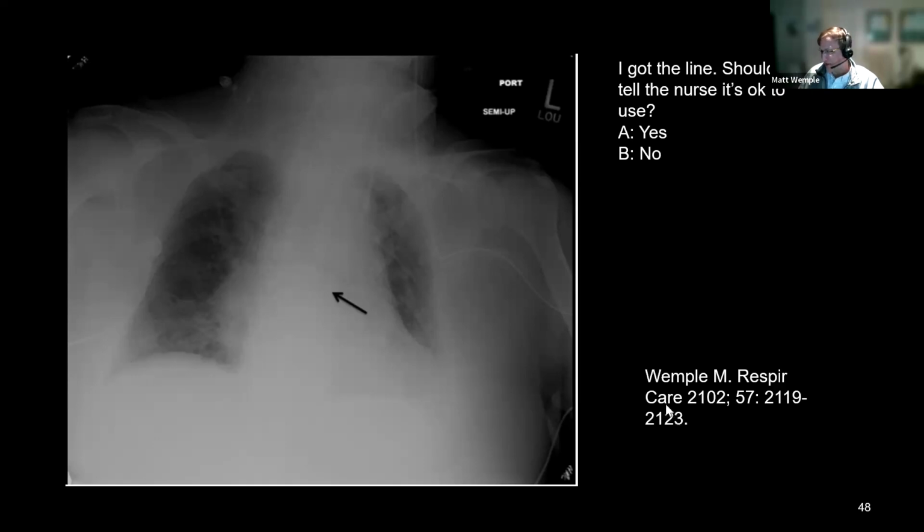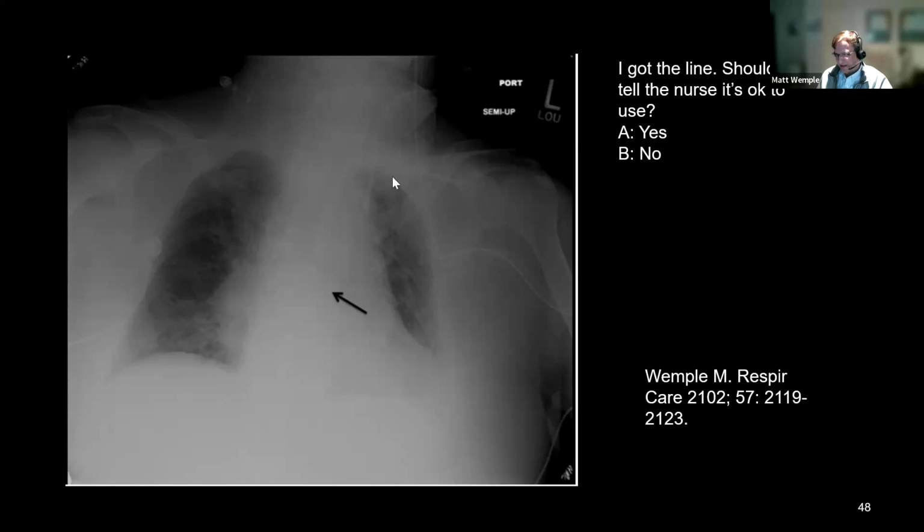I placed this line. Actually, no, I didn't place this line. The resident placed this line, but I was there for the line placement, and it went great. He did an awesome job, and they used the ultrasound, and it looked like it was in the vein. And it turned out this patient had a left-sided superior vena cava, which is a rare anomaly that you see in about 3 to 5% of the population.